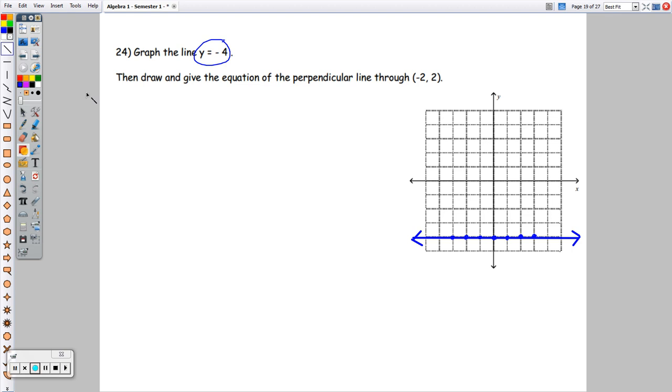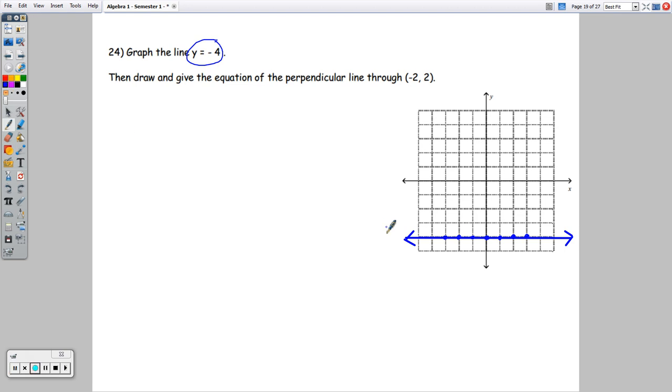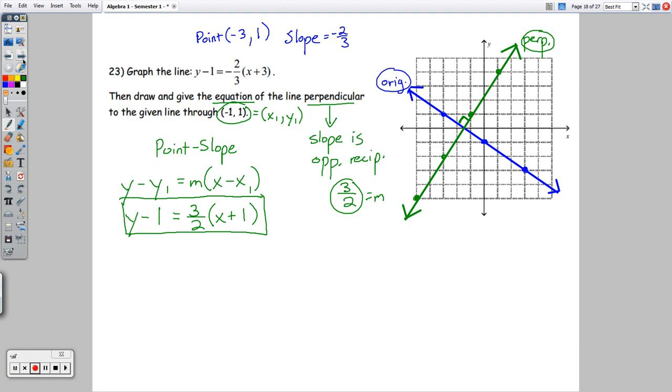This is your original line. And then draw and give the equation of the perpendicular line through this point. So it has to include that. So let's start there. Negative 2, 2. If it's perpendicular to a horizontal line, that's a lot simpler than what we were doing here. It's just a vertical line.